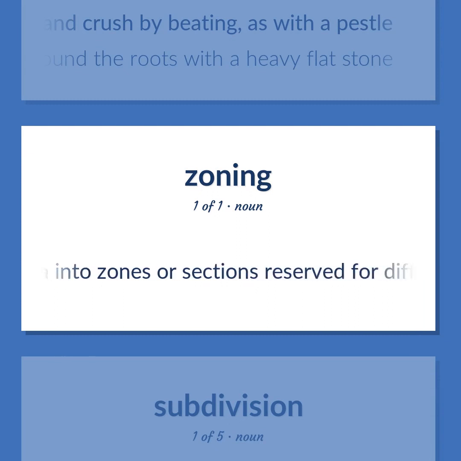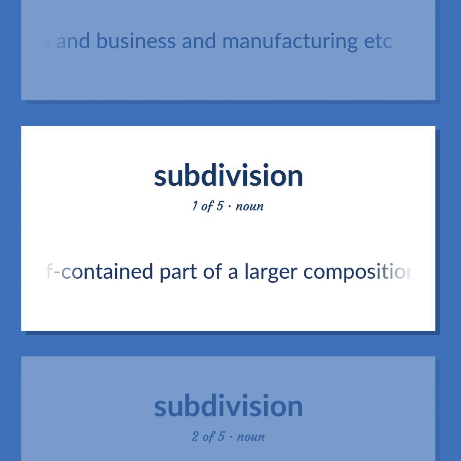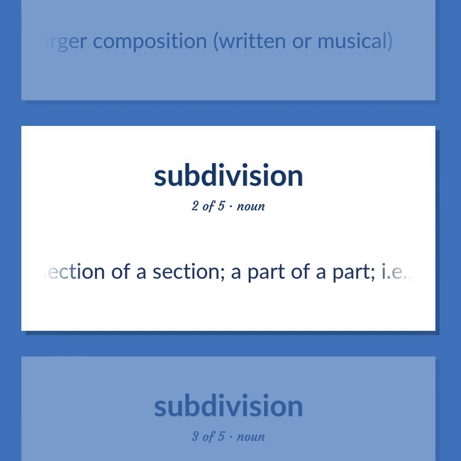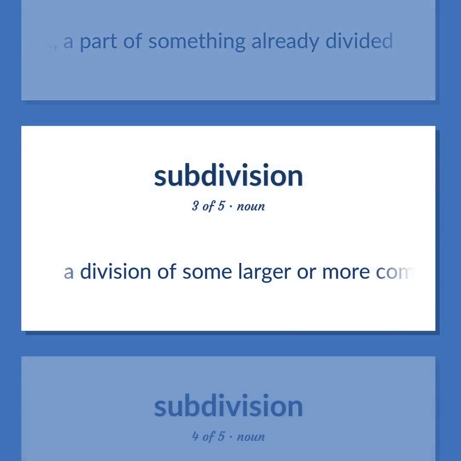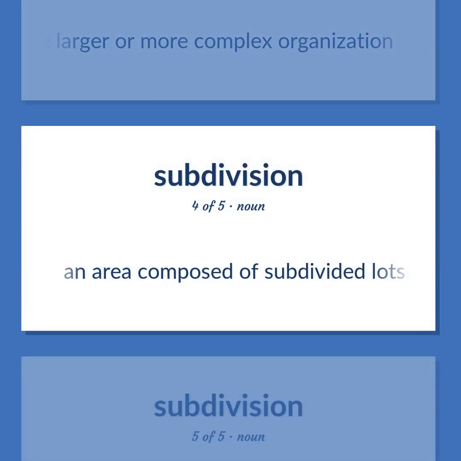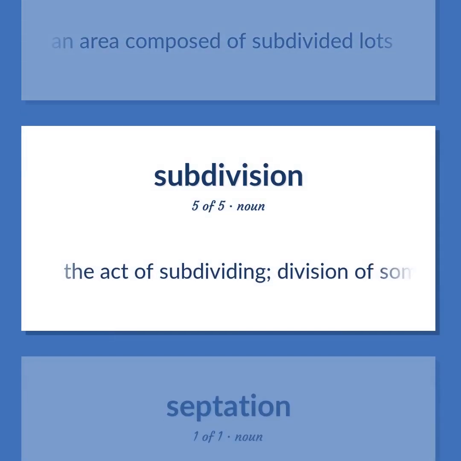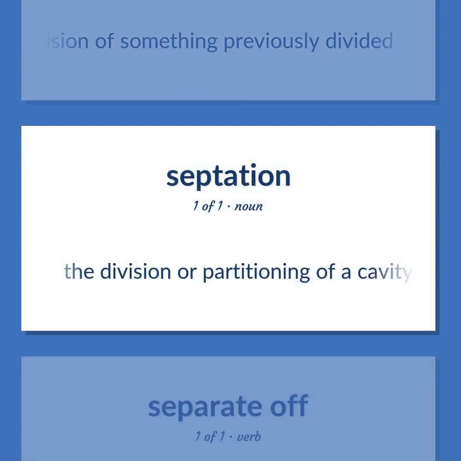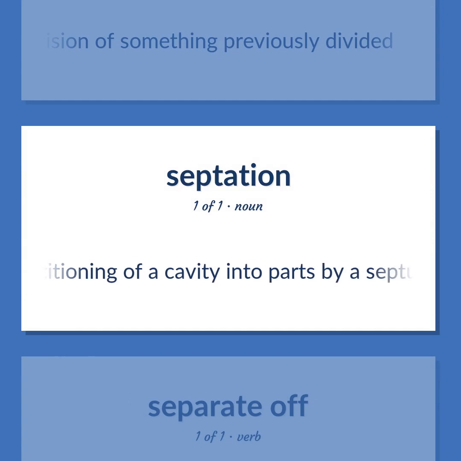Dividing an area into zones or sections reserved for different purposes such as residence and business and manufacturing, etc. A self-contained part of a larger composition, written or musical. A section of a section. A part of a part, i.e., a part of something already divided. A division of some larger or more complex organization. An area composed of subdivided lots. The act of subdividing. Division of something previously divided. The division or partitioning of a cavity into parts by a septum.